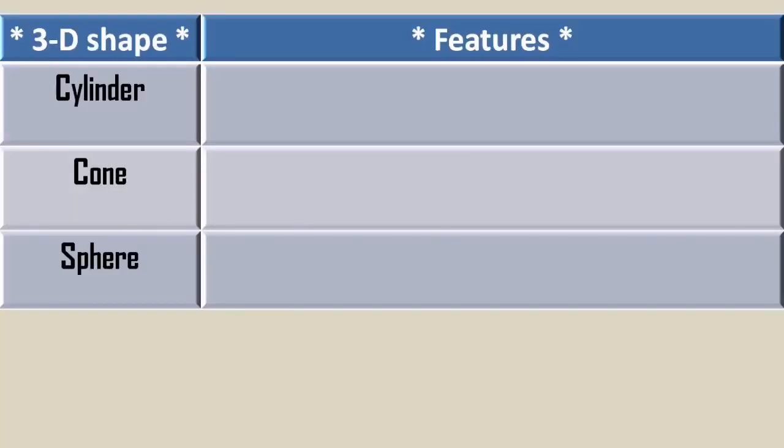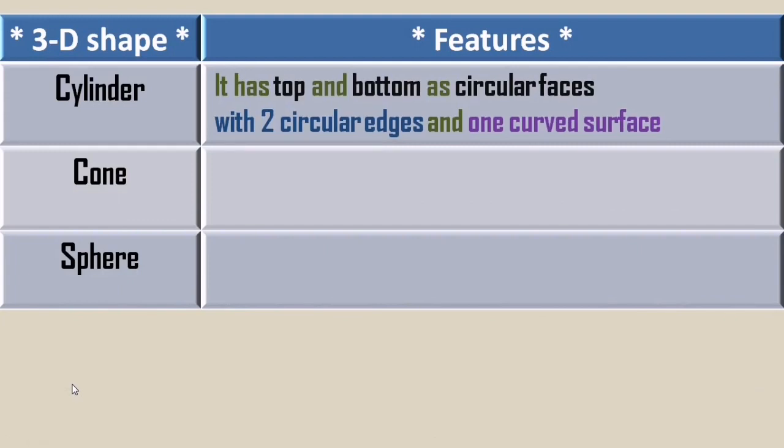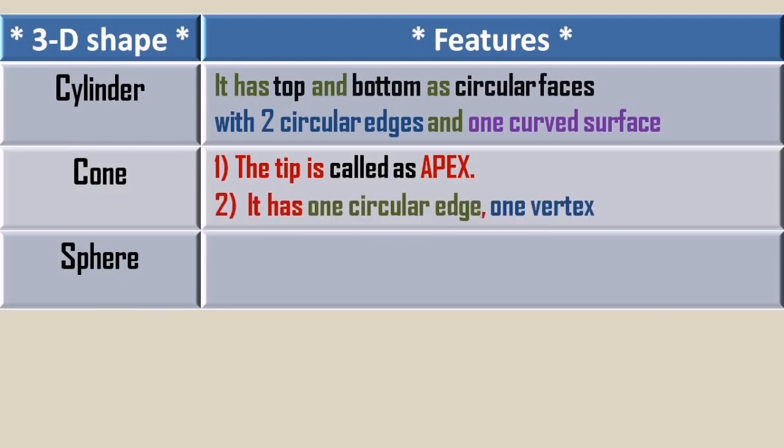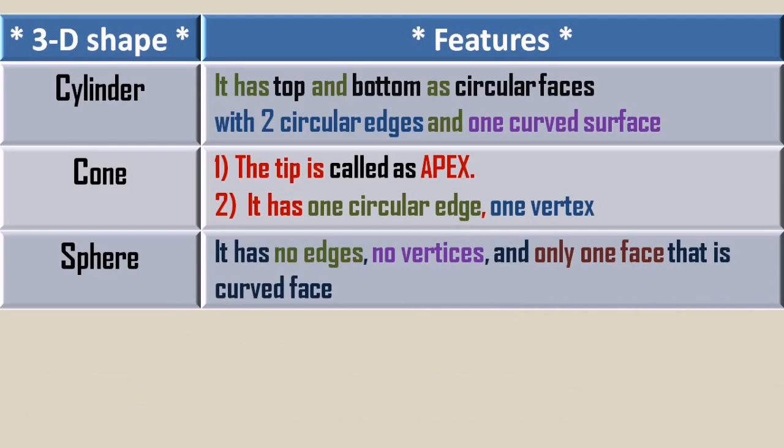So boys and girls, now it is time to write down the features that we have understood for these non-polyhedron diagrams. For cylinder, at the top and at the bottom, if you observe, there are circular faces. As there are circular faces, it makes two circular edges also, and it has one curved surface also. For the cone, the top of the cone or the tip of the cone is called the apex, and it has one circular edge at the bottom, one circular face again at the bottom, and one vertex at the top. For sphere, it has no edges, no vertices, and it has only one face, that is a curved face. As these diagrams are non-polyhedron, they all have one curved surface.